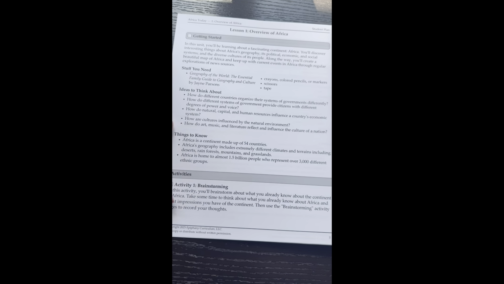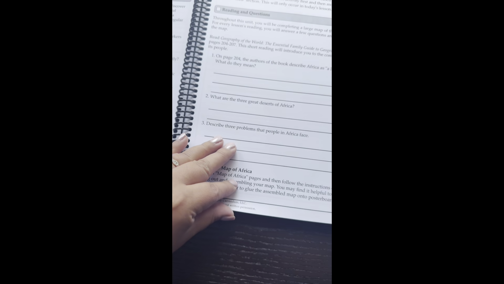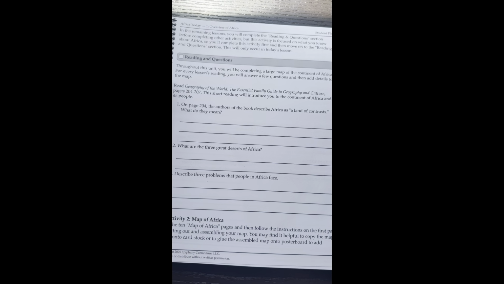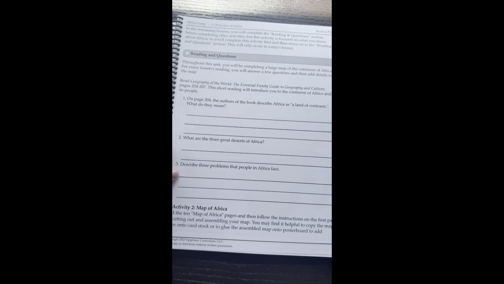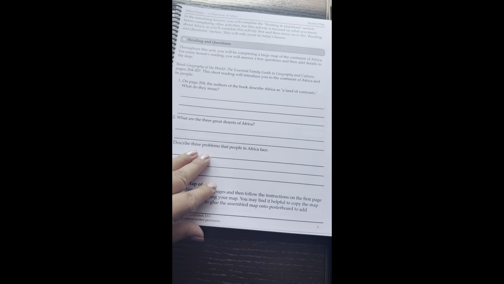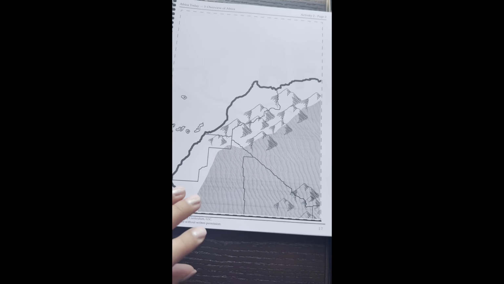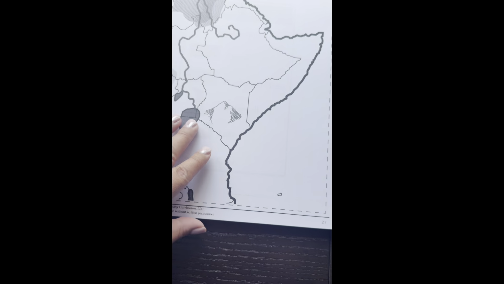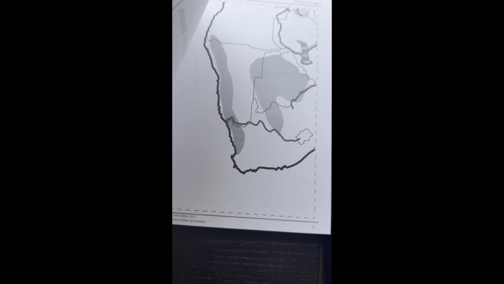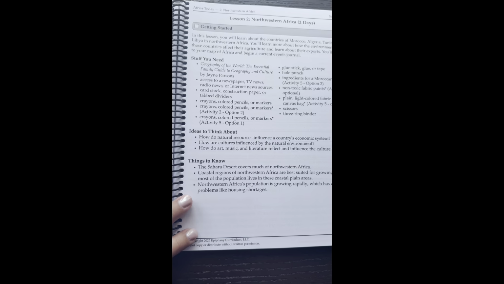So we start off with lesson 1, which is the overview of Africa. And the first thing you're going to do is write down what you know about Africa and what you want to know. And then you have your reading, which is Geography of the World. It tells you what pages to read and it gives you questions. And then you're making a map of Africa. So there is all the pages to make a big map. And then you're going to be adding to it throughout this unit. And then it goes on to the next lesson.